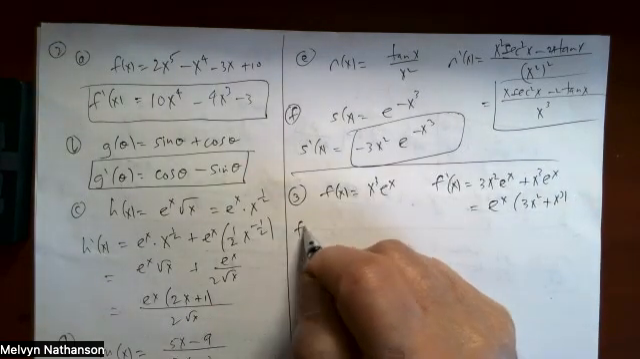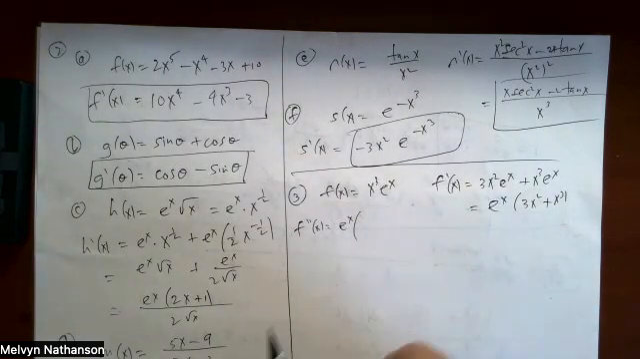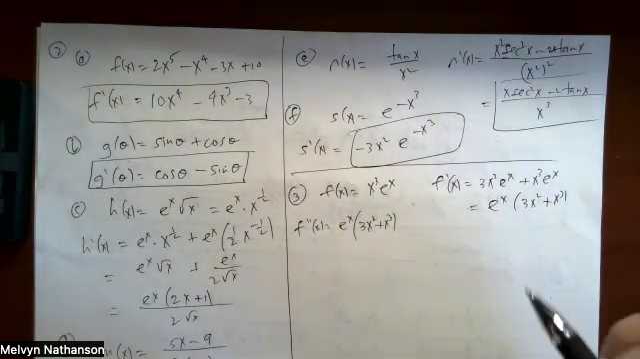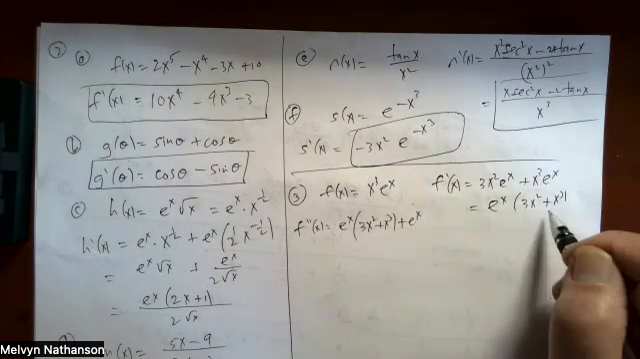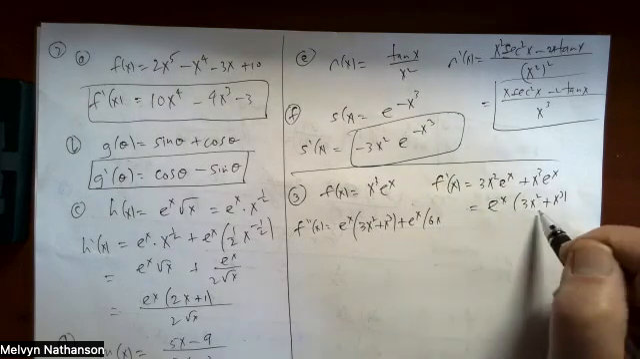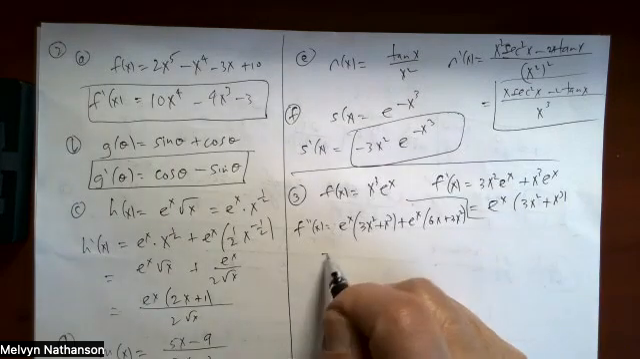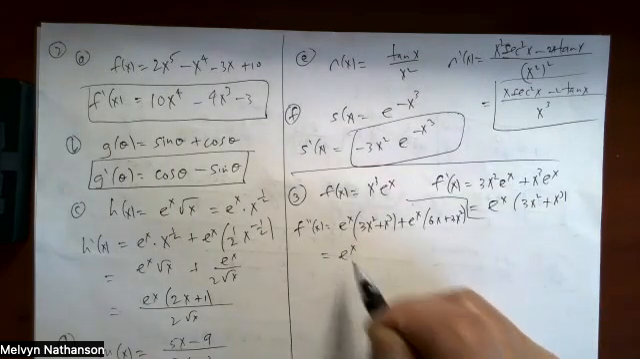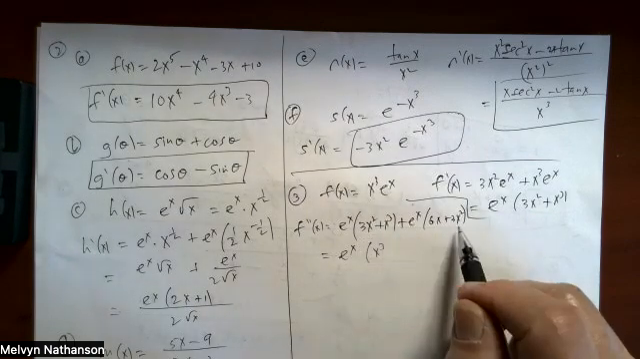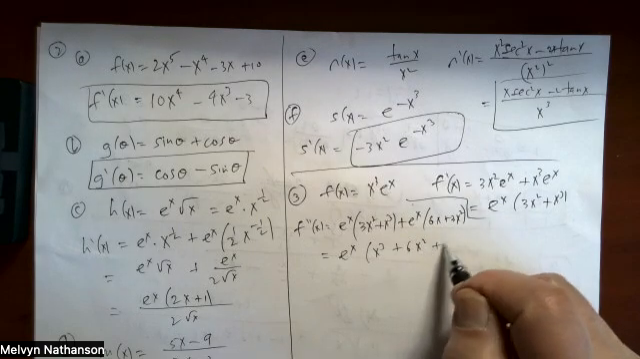So then the second derivative is e to the x times 3x squared plus x cubed, plus e to the x times the derivative of 3x squared plus x cubed, which is 6x plus 3x squared. And if you factor out an e to the x, and you collect terms, we have x cubed, 3x squared plus 3x squared is 6x squared, and plus 6x.